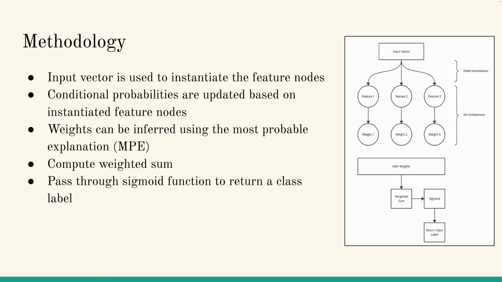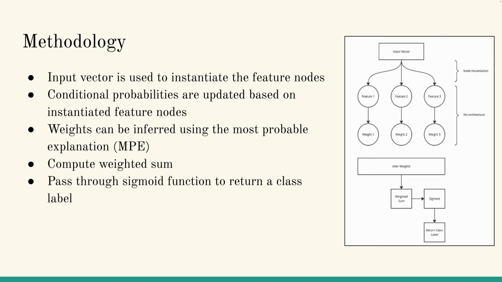Given these weights, we can now pass them to the logistic regression model. And so now we can take the weighted sum, as we would do in normal logistic regression, and pass it through the sigmoid function and return a class label.